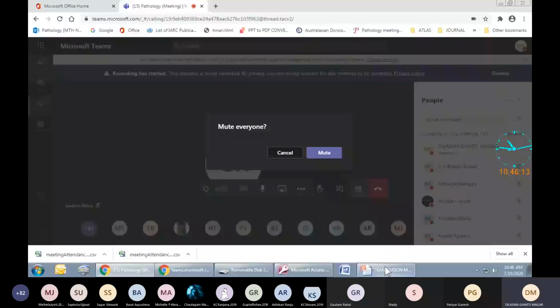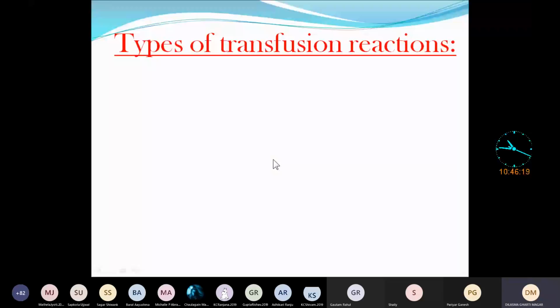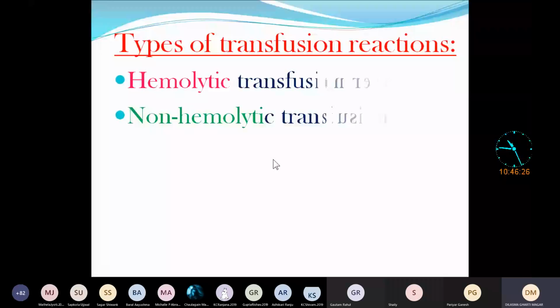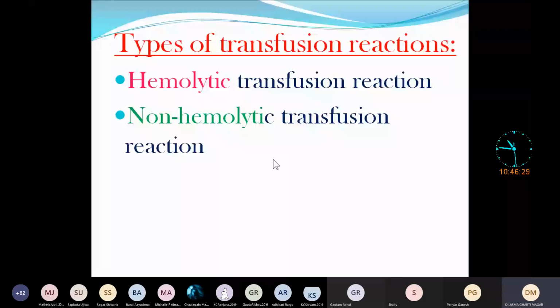So here I told you about the types of transfusion reactions, isn't it? It is of 2 types mainly. One is the hemolytic transfusion reaction, and another one is the non-hemolytic transfusion reaction. Under the hemolytic transfusion reaction, there is lysis of the RBCs, that's why it is known as hemolytic. Under the non-hemolytic transfusion reaction, there will not be lysis of the blood, but it will show some signs and symptoms and irritation, so that is known as the non-hemolytic transfusion reaction, understood here?